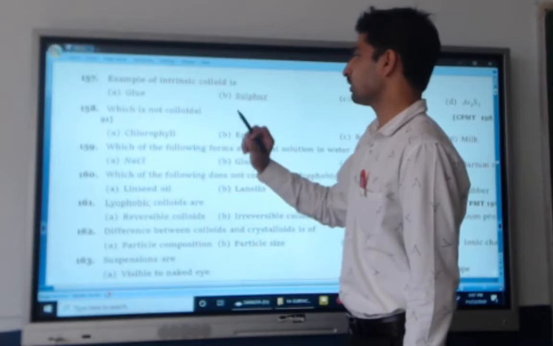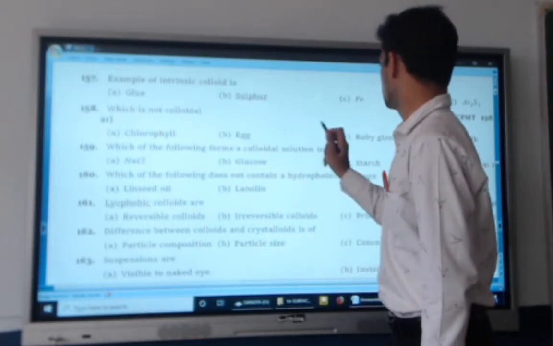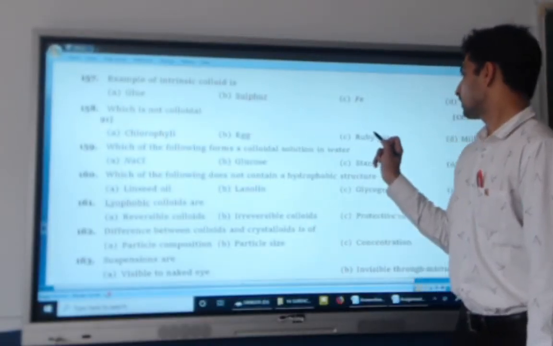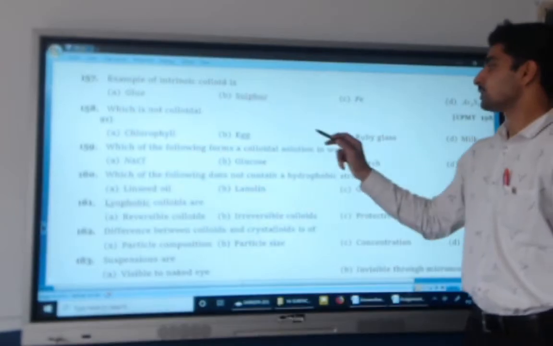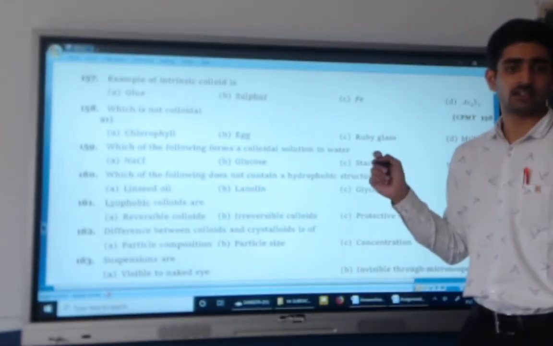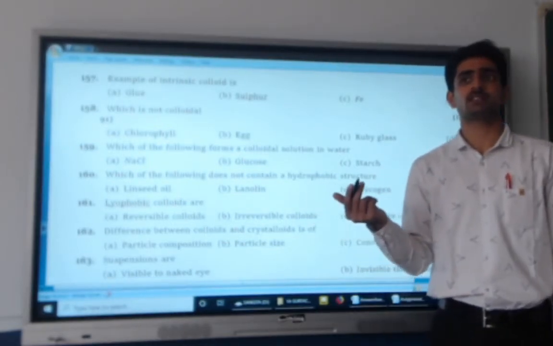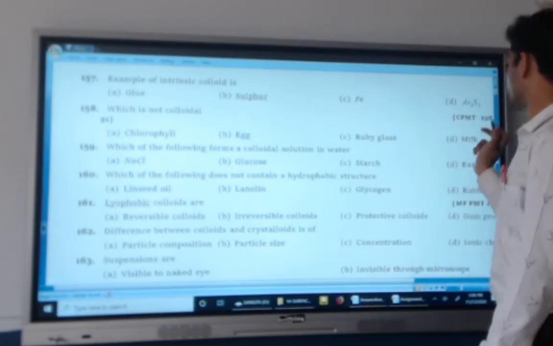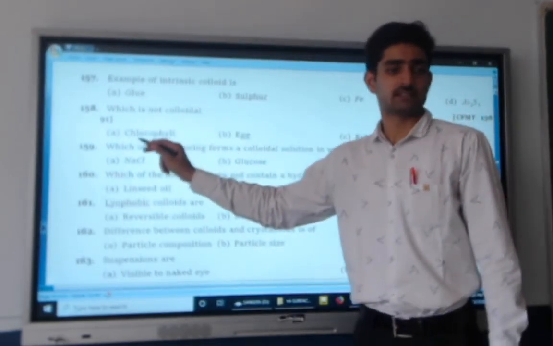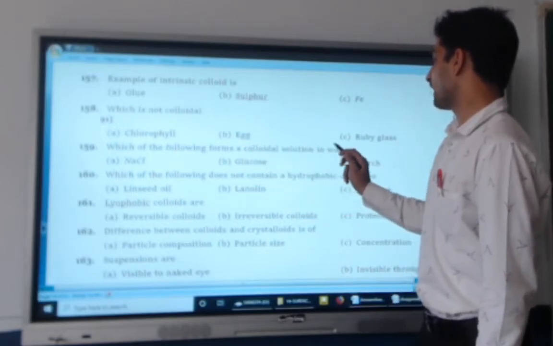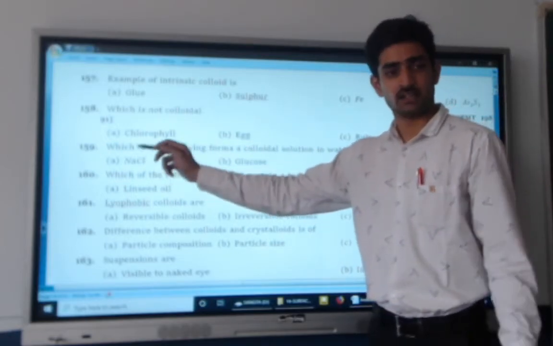Now, which is not a colloid? Chlorophyll, egg, ruby glass, milk. So the option is chlorophyll. Because egg consists of protein, it is a colloid. Ruby glass is made up of carbon components, that is carbohydrate, so it is also a colloid. Milk is a colloid. So chlorophyll is not a colloid. Which of the following forms a colloidal solution in water? NaCl, of course.